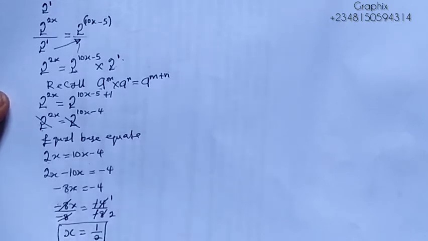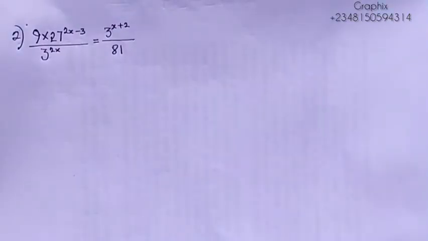So now the next question, 2. We have 9 times 27 to the power of 2x minus 3, divided by 3 to the power of 2x, equals 3 to the power of x plus 2, divided by 81.